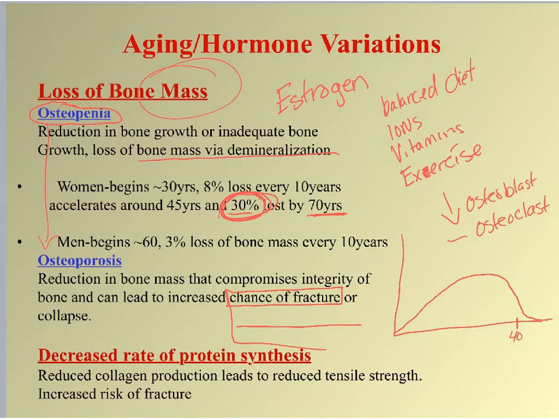Another thing that happens to us all is a decreased rate of protein synthesis. And you might be thinking to yourself, well, what protein is that? What protein decreases? Collagen. Remember, collagen is like the rebar in your bone that's supporting and giving your bone flexibility. So we have a decreased rate of collagen production. So you have reduced flexibility, and that leads to a greater risk of fracture.